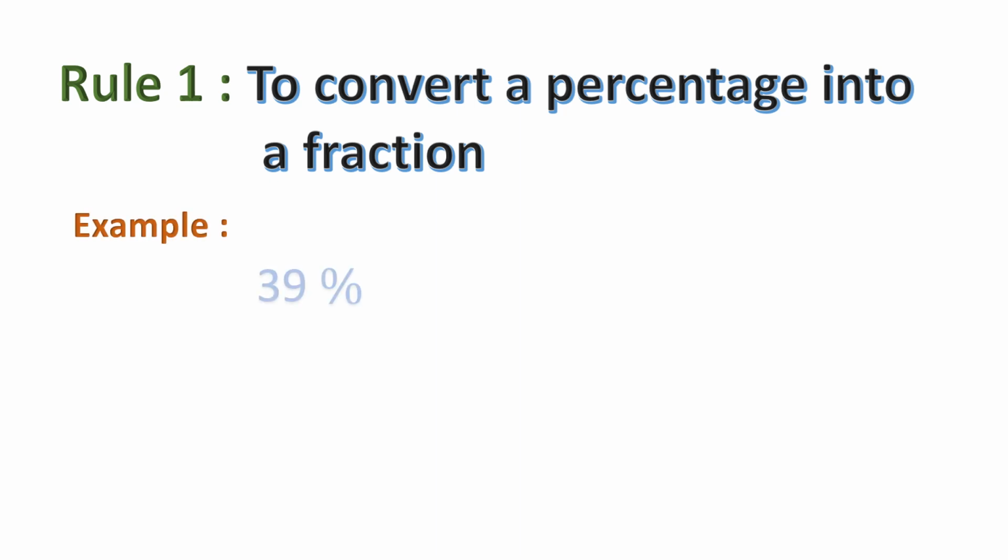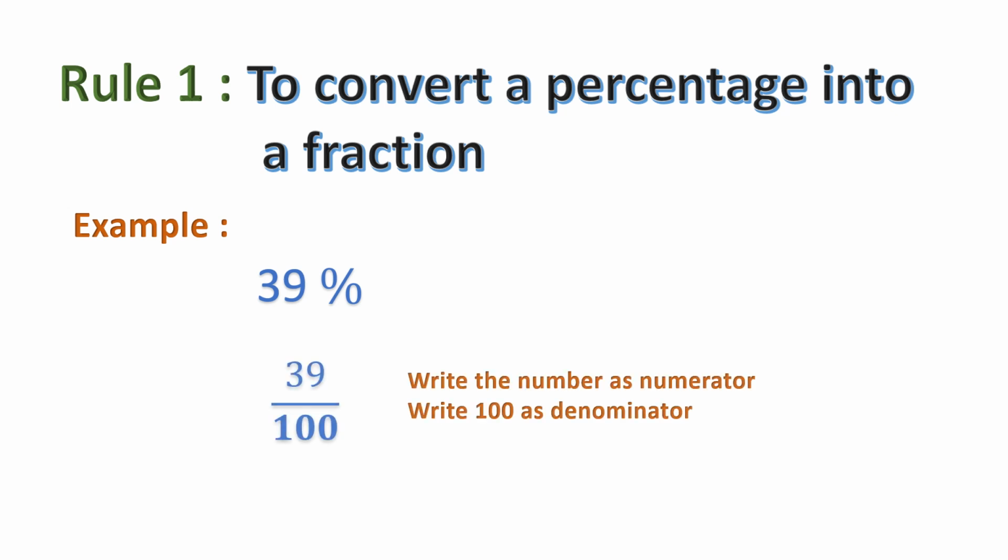Take another example. Convert percentage into a fraction. So the question is 39%. First we'll do the same thing. Write the number as the numerator. 39 is written as numerator, 100 as denominator.